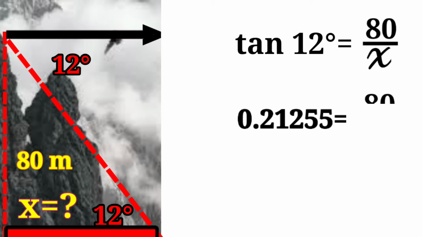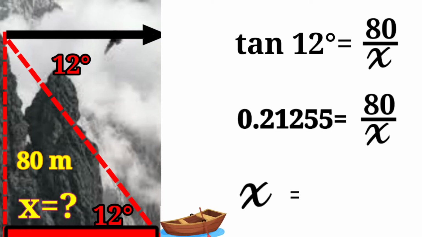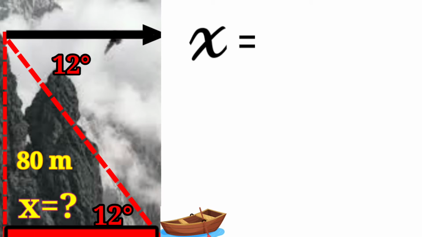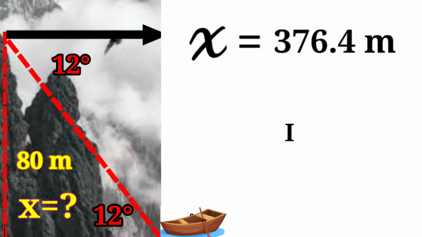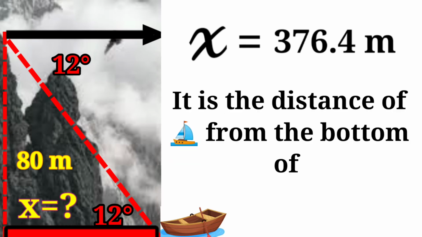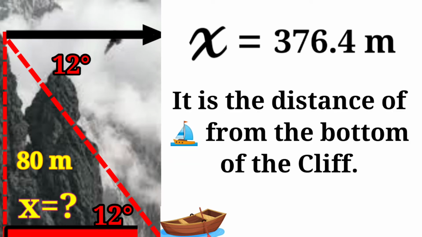tan 12 is equal to 0.21255, which is equal to 80 over x. So x is equal to 80 over 0.21255. Now we divide 80 by 0.21255. So x is equal to 376.4 meters. It is the distance of the boat from the bottom of the cliff.